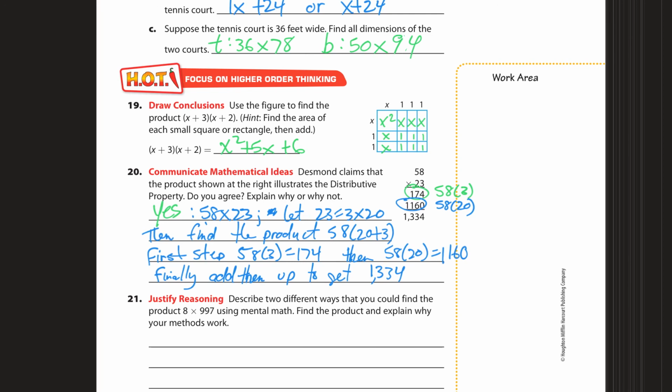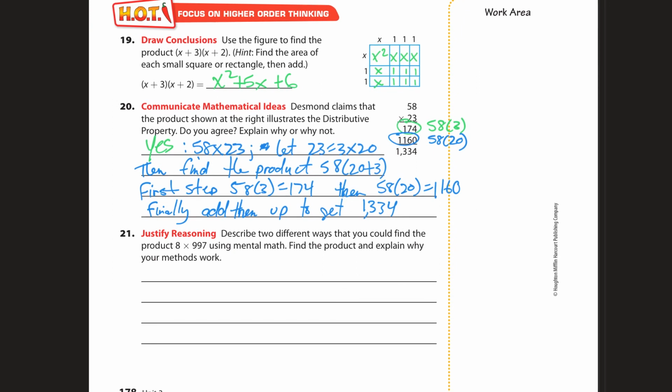Okay, describe 2 different ways that you would find the product of 800 times 997 using mental math. I could think off the top of my head that you would do 8 times 1,000 minus 3, which is what? 8,000 minus 24. And then, so that's one way.